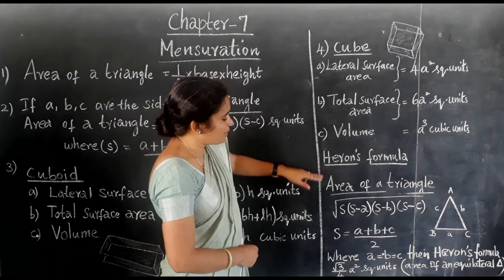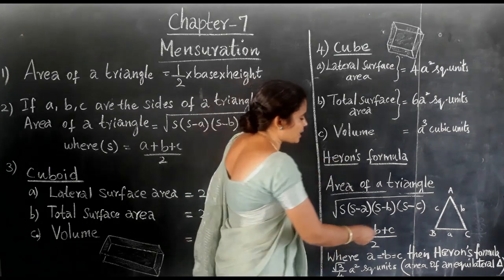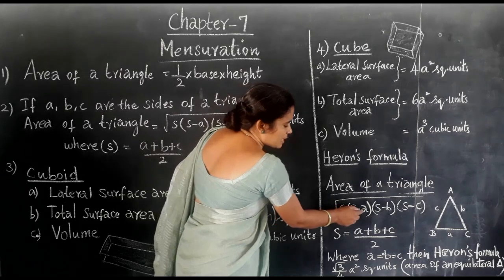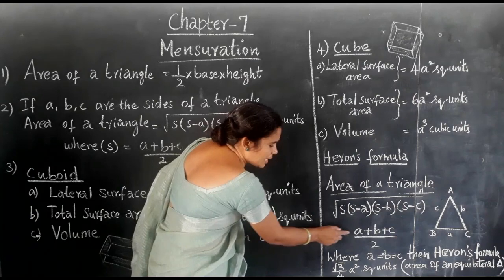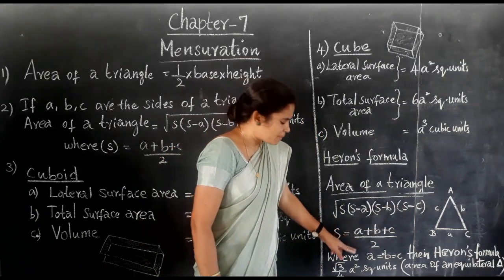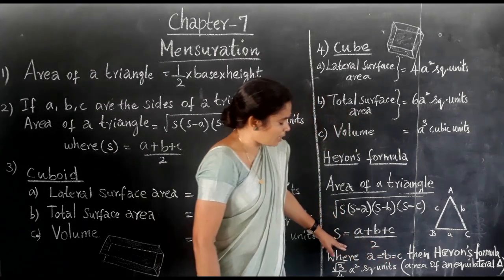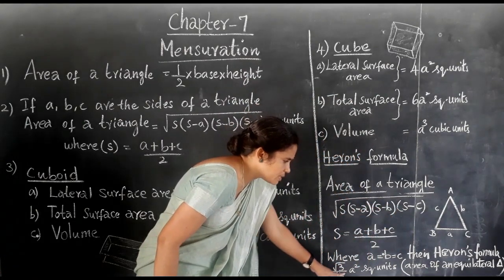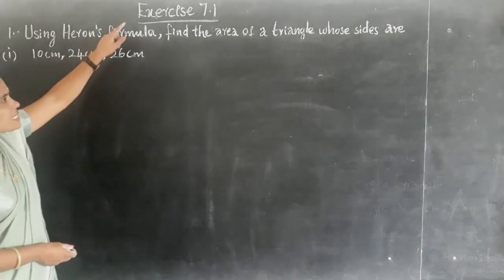Heron's formula is used to find the area of a triangle when the sides are A, B and C. So take square root of S into S minus A, S minus B and S minus C multiplied. To find the value of S, A plus B plus C, that is the sum of all three sides, divided by 2. And when A is equal to B and B is equal to C, that is all the sides are equal, then the formula will be root 3 by 4 A square units when it is an equilateral triangle. Now let us move on to exercise 7.1.